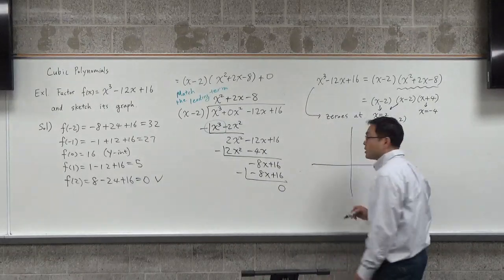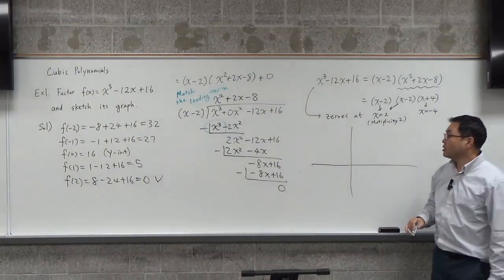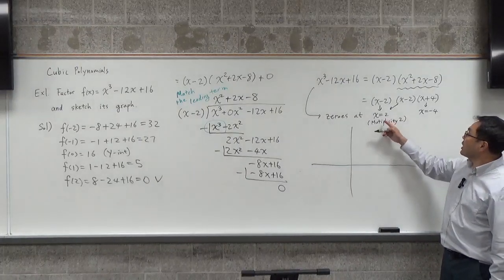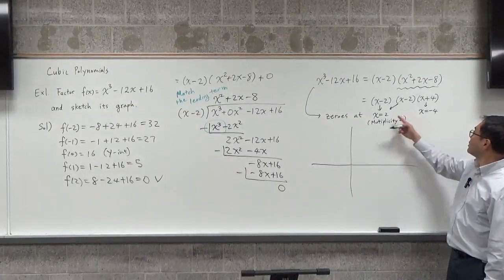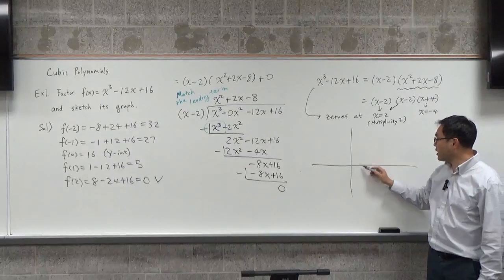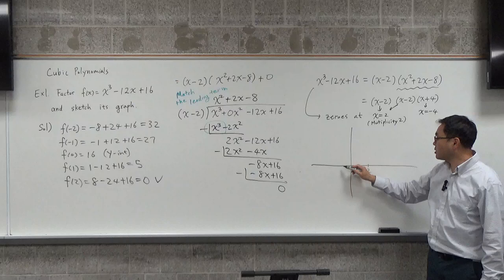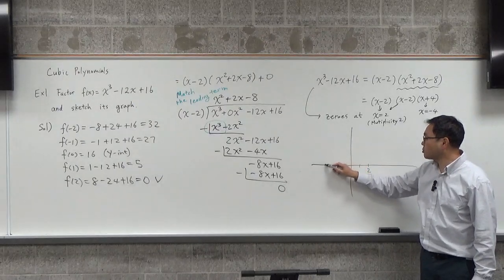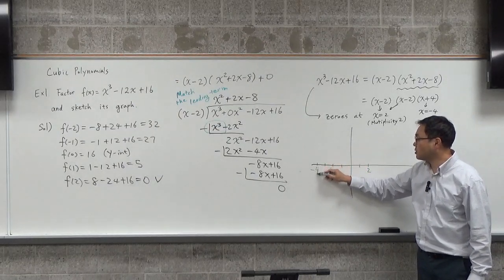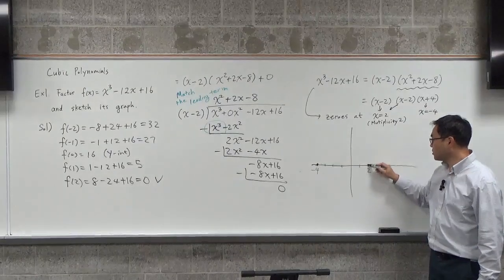Okay, so now let's try to draw the graph. The graph has a 0 at 2 and negative 4. So let's say here's 1, 2, and then 1, 2, 3, and 4, negative 4. So these are the zeros.